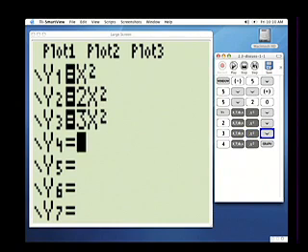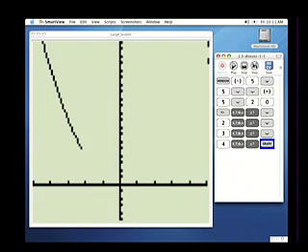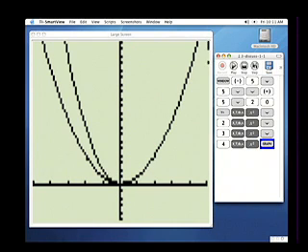Then we're going to move down once more to the y sub 4 equation, where we will enter 4, followed by the x, and then the x squared, for y sub 4 equals 4x squared. Now we hit the graph key, and we will see y equals x squared get drawn right there. Here comes y equals 2x squared.